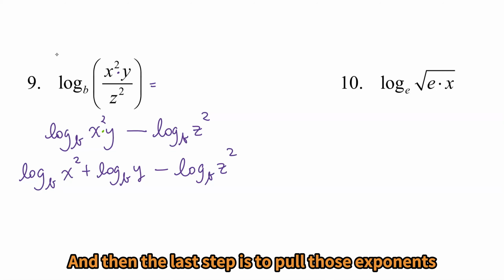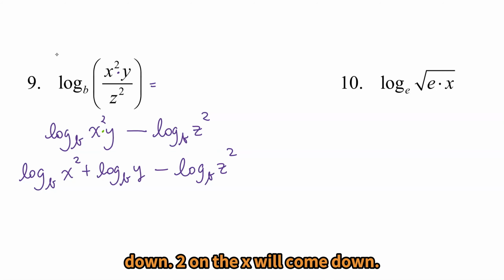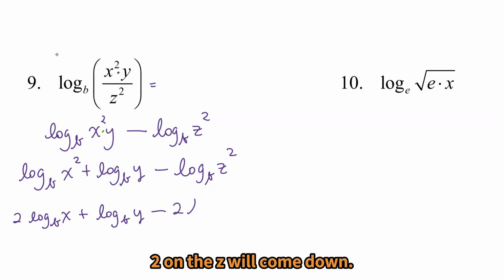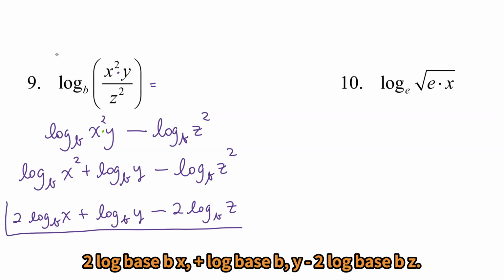And then the last step is to pull those exponents down. The 2 on the x will come down front. y has nothing, so it'll stay the same. The 2 on the z will come down. 2 log base b x plus log base b y minus 2 log base b z.